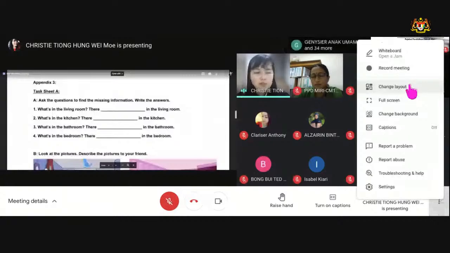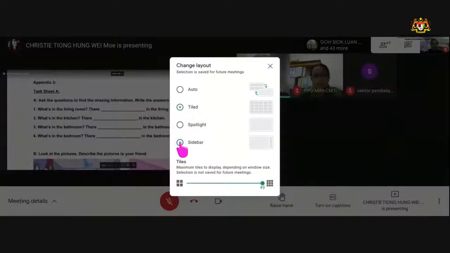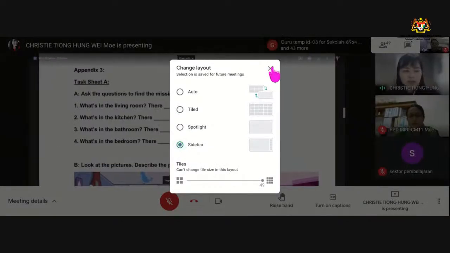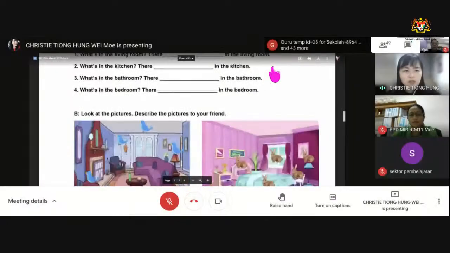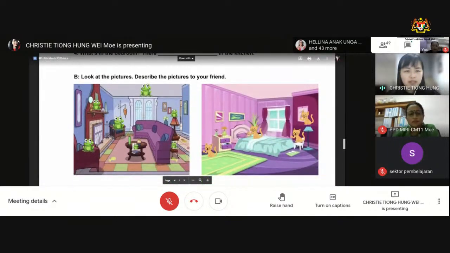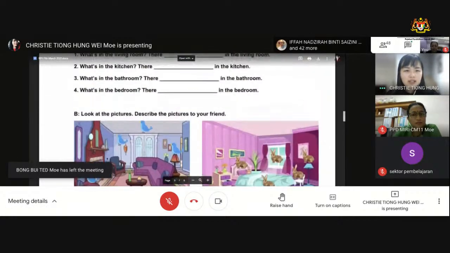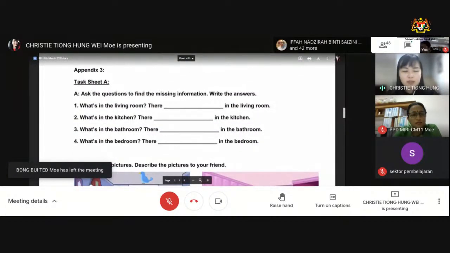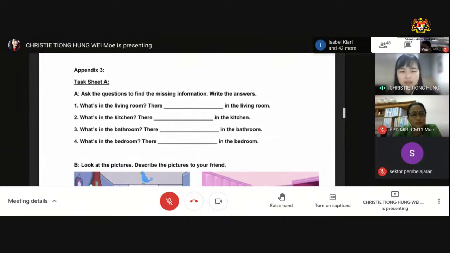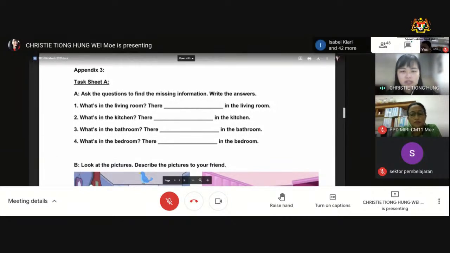This is the questions and answers they need to fill up. So he or she needs to ask, what is in the living room? The person who holds the torch sheet B has to look at the living room. Then he or she answers, oh, there are 1, 2, 3, 4, 5, 6, 7 frogs in the living room. The person who has the answer needs to write it down. Okay, 7 frogs or 6 frogs.